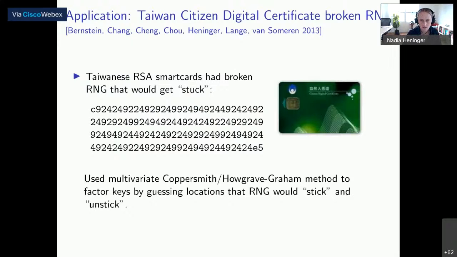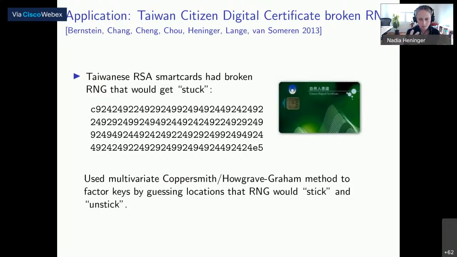In 2013, some Taiwanese researchers noticed that the smart card infrastructure had generated some poorly generated RSA keys, in the sense that they had common divisors. These common divisors were arising because the random number generators were flawed on these cards, and they were getting stuck. If they got stuck and produced exactly the same sequence of values, then they would produce identical keys, or keys that had exactly the same factors. But sometimes the random number generators would get unstuck for a short period and produce a different sequence.